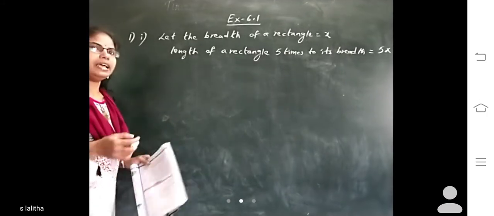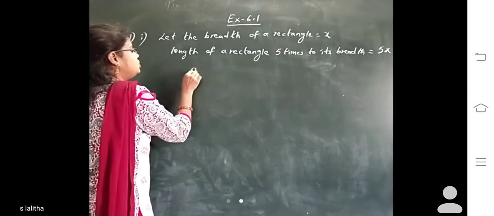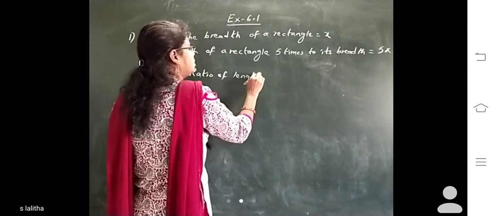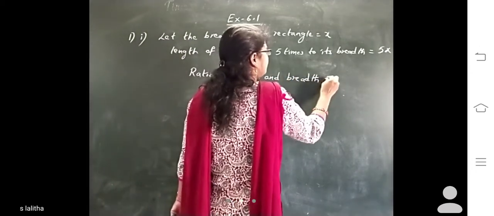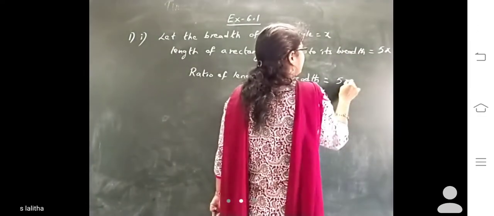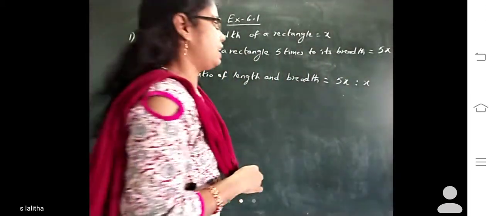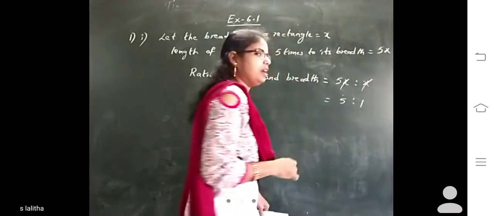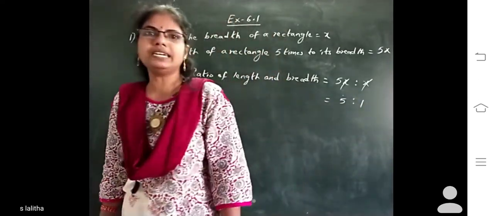Next, you have to write it as a ratio. Express the following in terms of ratio. Now, ratio of length and breadth. Length how much? 5x is to breadth how much? x. 5x is to x. Here x and x will be cancelled. So what is the answer? 5 is to 1. 5 is to 1 is the ratio. Did you understand? Come on, write.